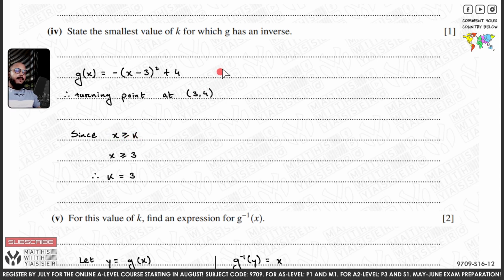That means for the inverse to happen, currently this is a quadratic equation, and we know that a quadratic is a many to one function, and inverse only exists for a one to one function. So if I take away the left side of the curve from the turning point, then I'm left with the right side of the curve, which must be x greater than or equal to 3. That means the value of k is equal to 3.